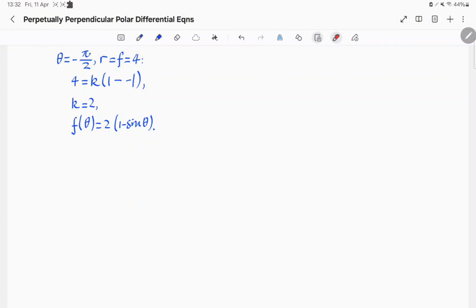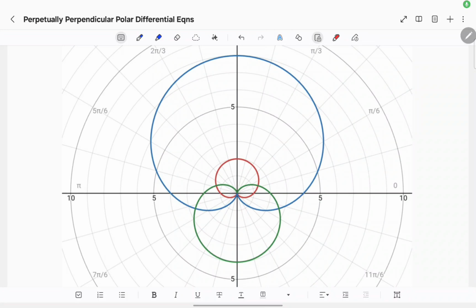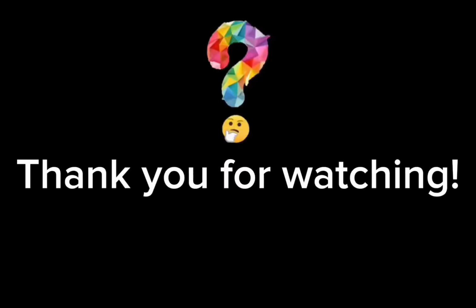From here, using the given point of theta equals negative pi over 2 and r equals f equals 4, we have that k is equal to 2, and then f of theta is equal to 2 of 1 minus sine theta. Finally, we can plot all of these graphs separately on the same axes. The red is 1 plus sine theta, the blue is 4 of 1 plus sine theta, and the green is 2 of 1 minus sine theta.